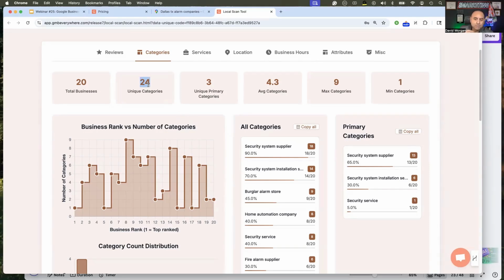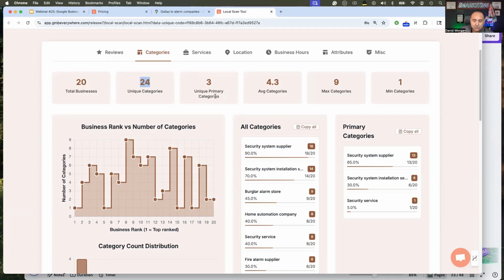Okay, so where I'm going with this, going back to here, is they're showing 24 unique categories. And what does that mean? Potentially there's up to 24 categories that we can add to our Google Business Profile, which is one of the ranking factors. We're going to actually talk about which ones here as well.